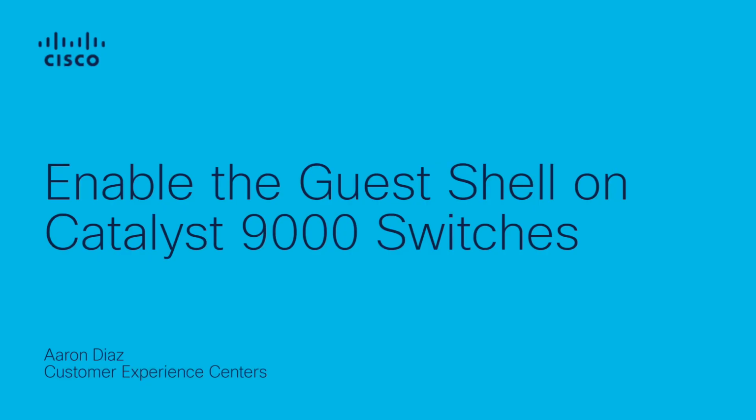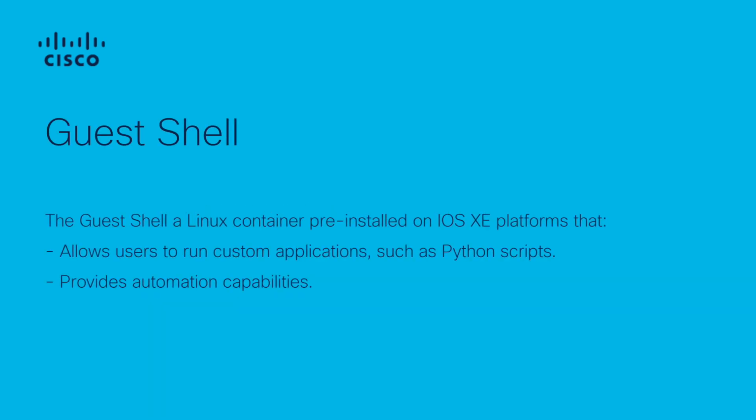In this video, I describe how to enable and use the guest shell on Catalyst 9000 switches. This process is valid for IOS XE 17.9.1 and later releases. The guest shell is a Linux container pre-installed on IOS XE platforms that has access to the device file system. It allows users to run custom applications such as Python scripts to automate management and data collection tasks.